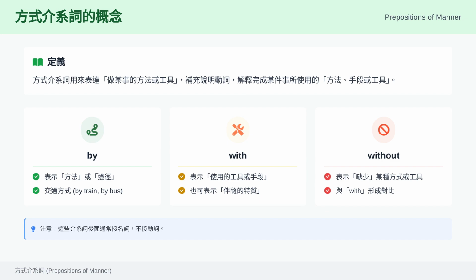Concept of prepositions of manner. Definition. Prepositions of manner are used to express the method or means of doing something. They supplement verbs and explain the method, means, or tool used to accomplish something.